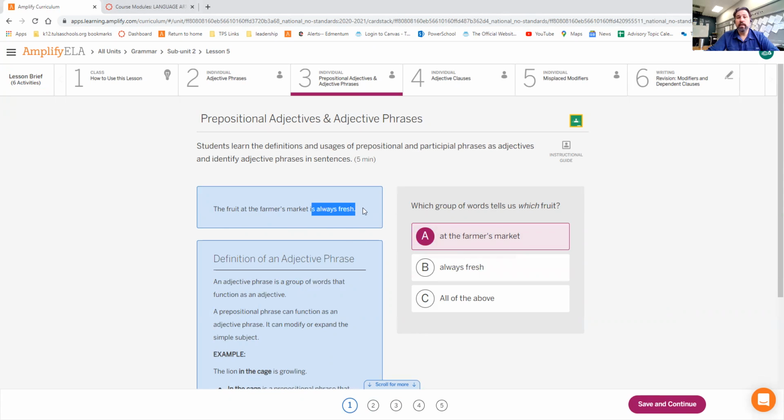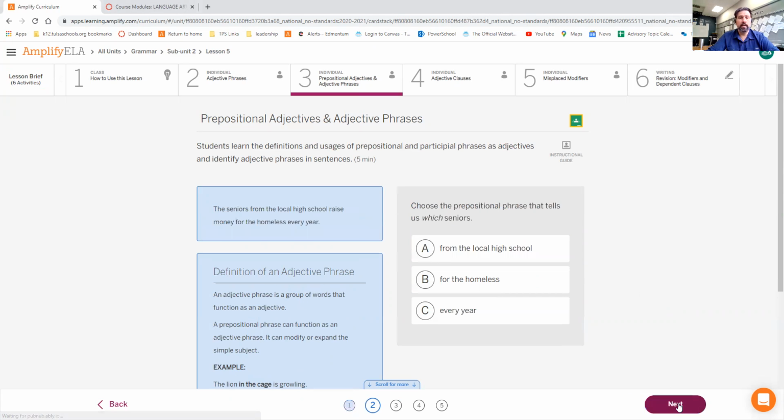It may also be fresh, but lots of things could be fresh. That's not which fruit we're talking about. We're talking about the fruit of the farmer's market. A is your correct answer. Next one. The seniors from the local high school raise money for the homeless each year. Which seniors are we talking about? The ones from the local high school.